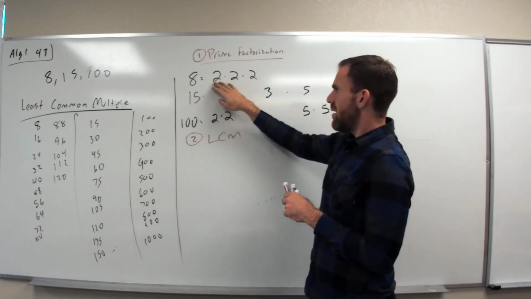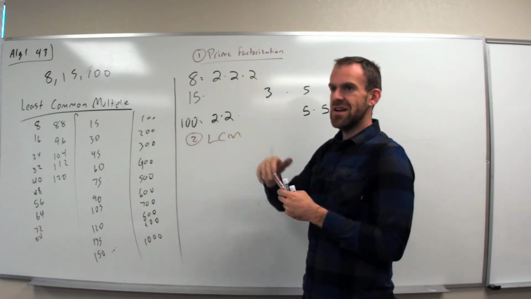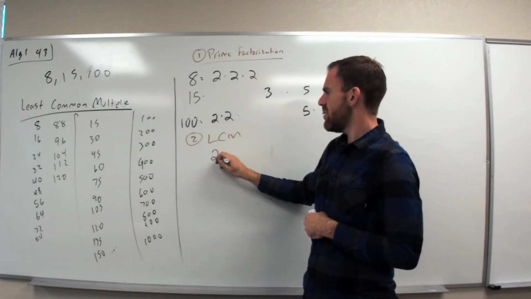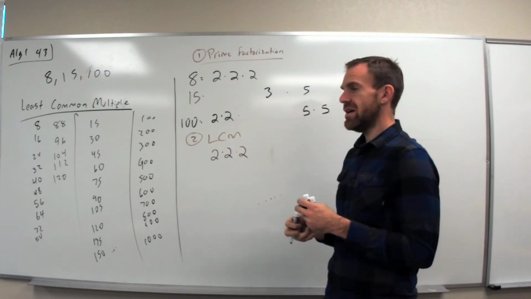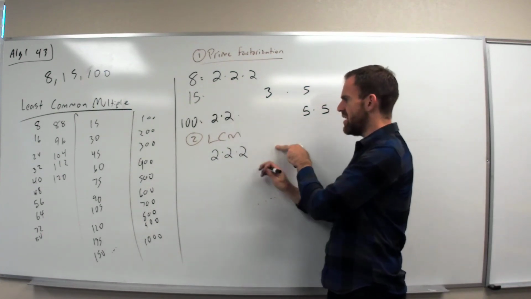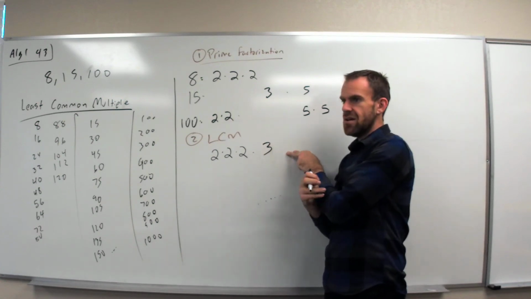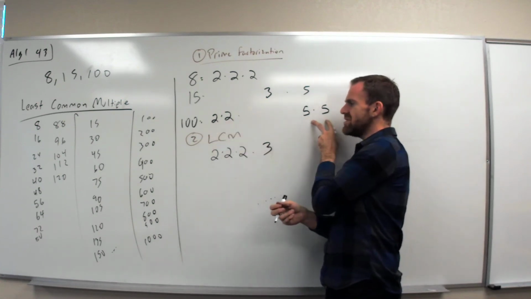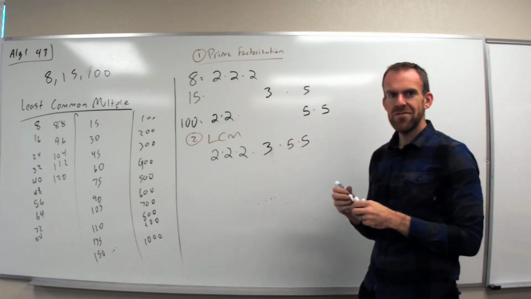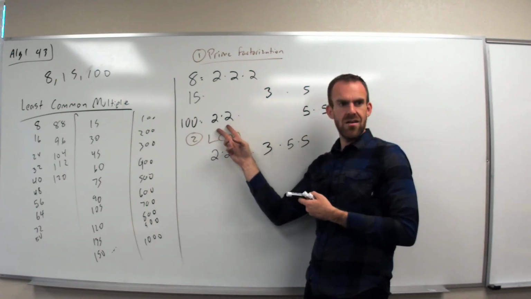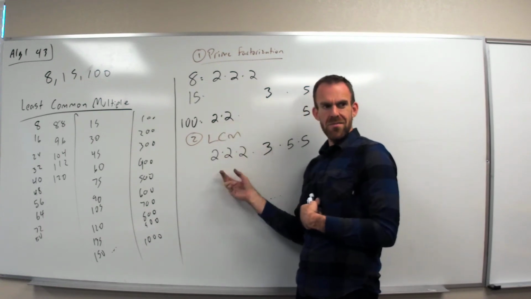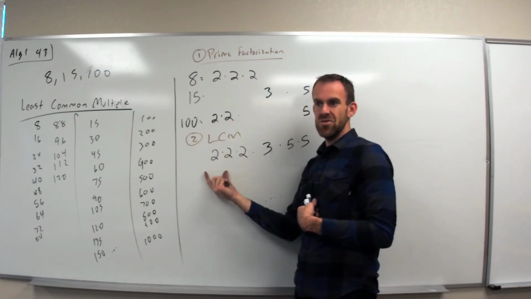So 8 has 3 2's in it. So my least common multiple will have to have 3 2's in it. 15 has a 3 in it. So I'm going to need a 3. 100 has 2 5's. So I'm going to need 2 5's. Now do I have to include these 2's in it? No, because I've already included 3 of them, so obviously I already have 2.